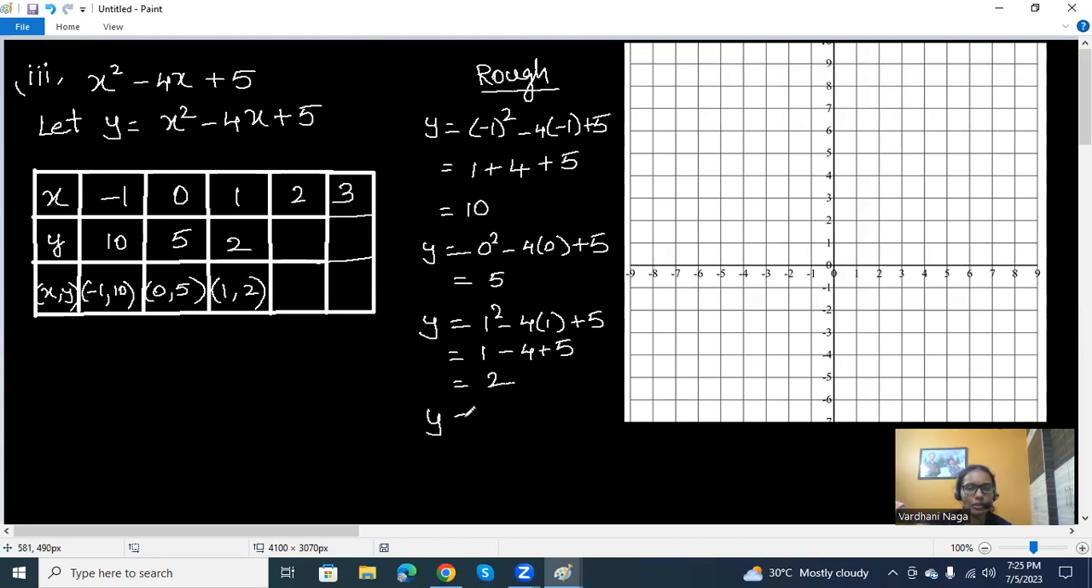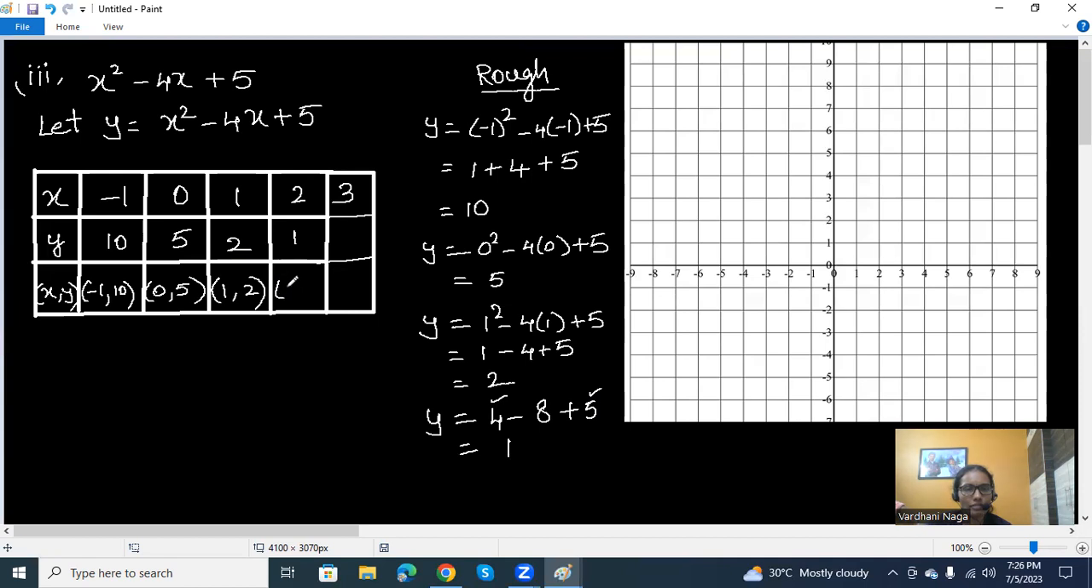Next, put x value as 2. 2 square is 4. Minus 4 times 2 is 8 plus 5. 5 plus 4 is 9. Positives add, children. 5 plus 4 is 9. 9 minus 8 gives 1.